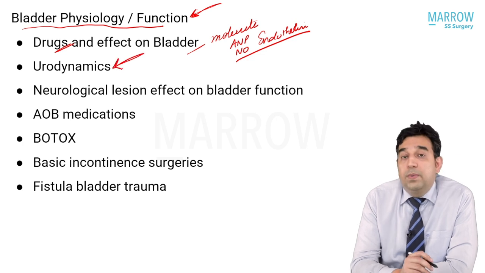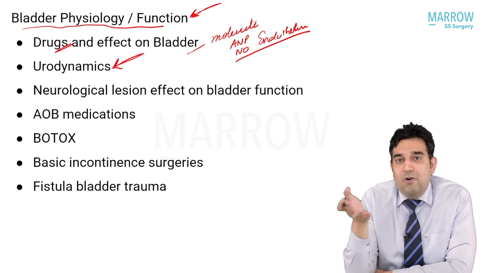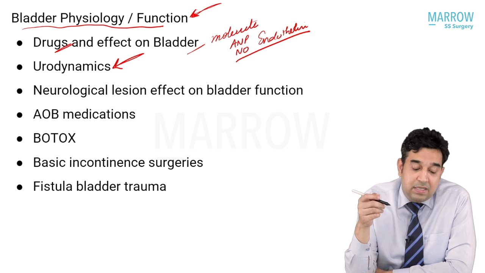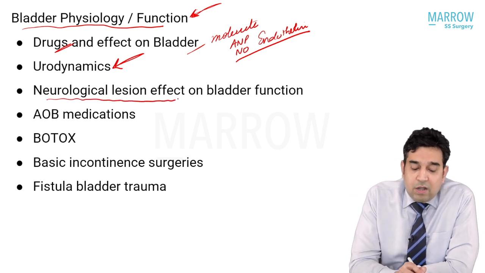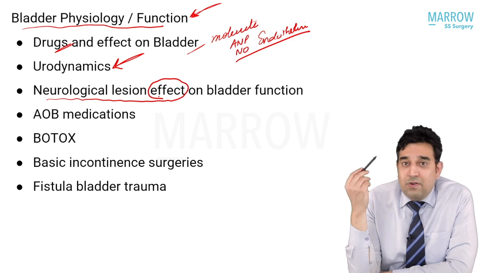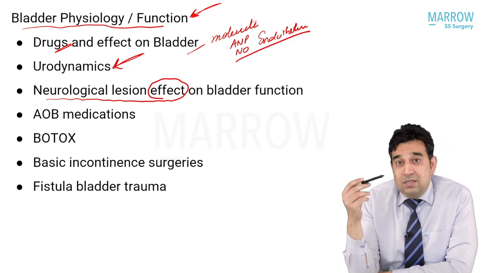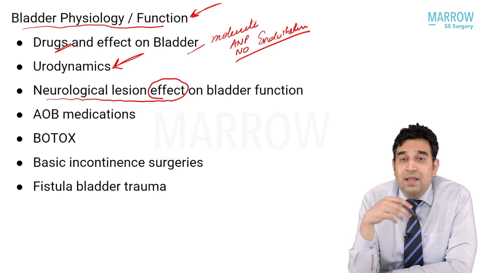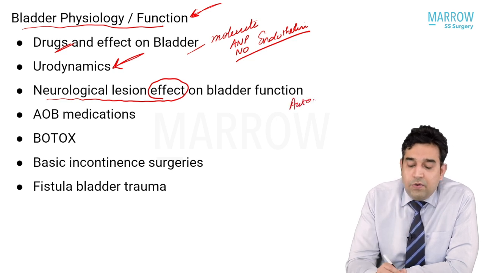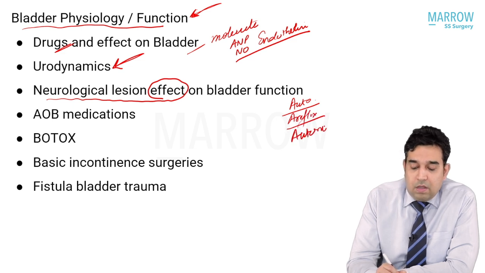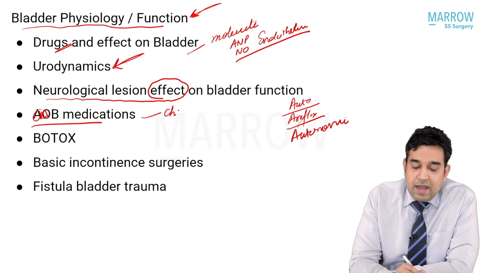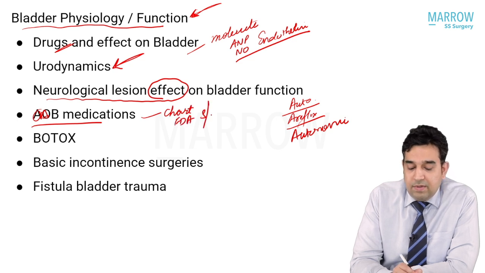Then urodynamics you should know about, because a lot of times urodynamics is presented as a graph on the question paper. You should know when you have to indicate the urodynamics, what are the things you see in a urodynamics. You need to know about the neurological lesions, the effect on the bladder function. For example, the various levels from the brain to the pons to the upper spine, the lower spine, the pelvic part, and then we should know about automatic bladder, we should know about areflexia, we should know about autonomic hyperreflexia. We should know about overactive bladder medications, because they are again a chart, and we should know what is FDA approved, what are the side effects of each of them.